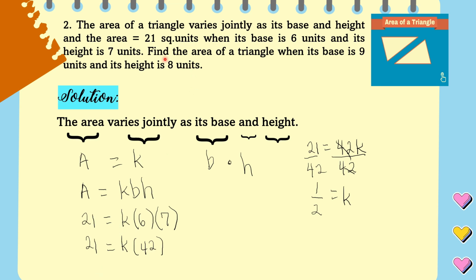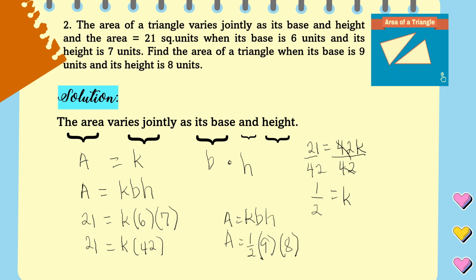Now find the area of a triangle when its base is 9 units and its height is 8 units. So we just substitute the values to our equation. A equals k times b times h. So area is equal to k, that is 1/2. Base is 9 units and height is 8 units.